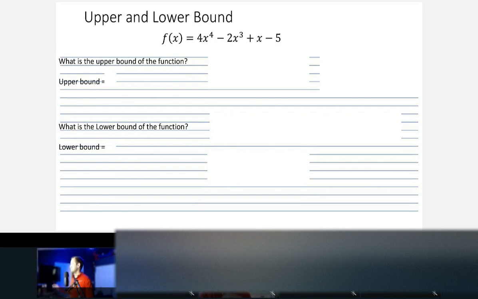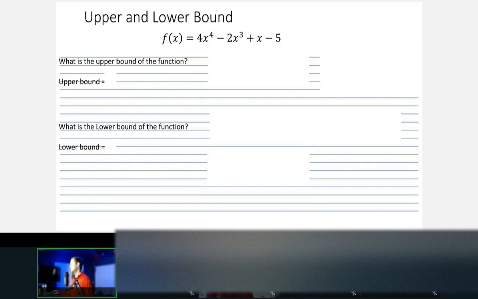Not quite. Yeah, we don't have to factor it. We don't have to graph it. No.